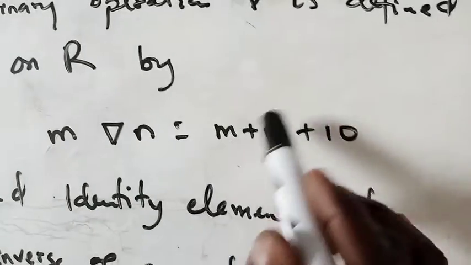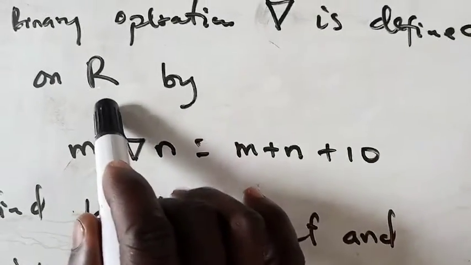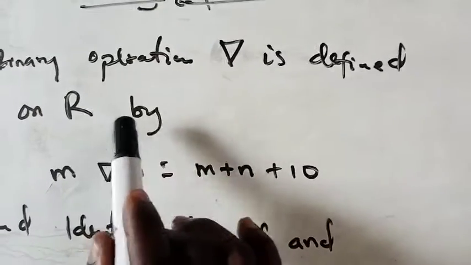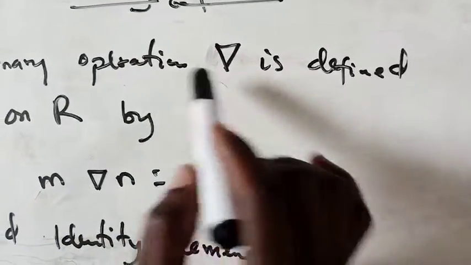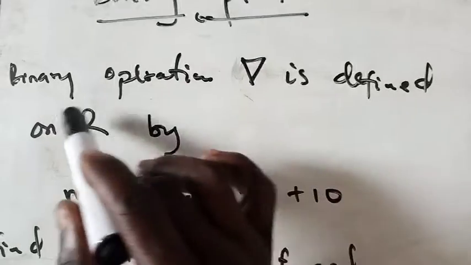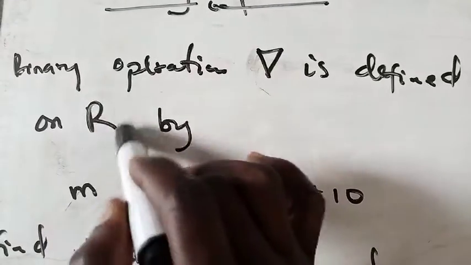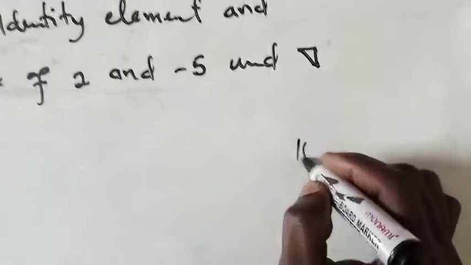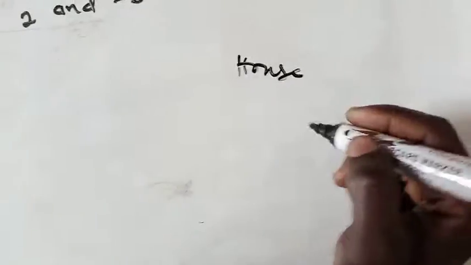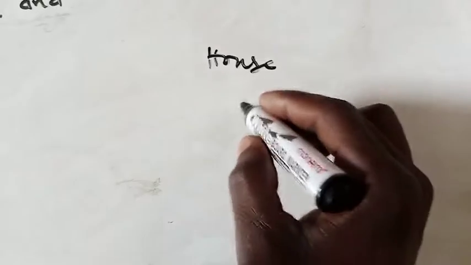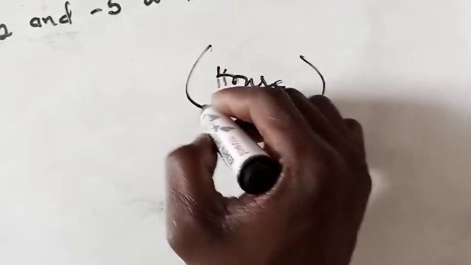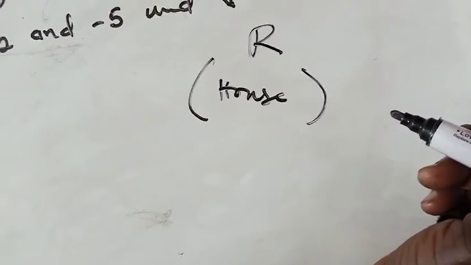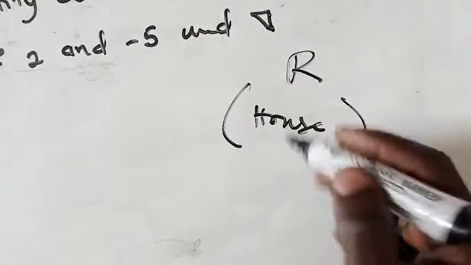So we are defining the operation on a set R, which is where we are picking our members from. That is what it means. And this operation is how two members are combined in this set. Let's say this is a house, and the house contains some members. Where we are picking the members from is exactly what we are calling the set. Now, if you pick them, what are you going to do with them?